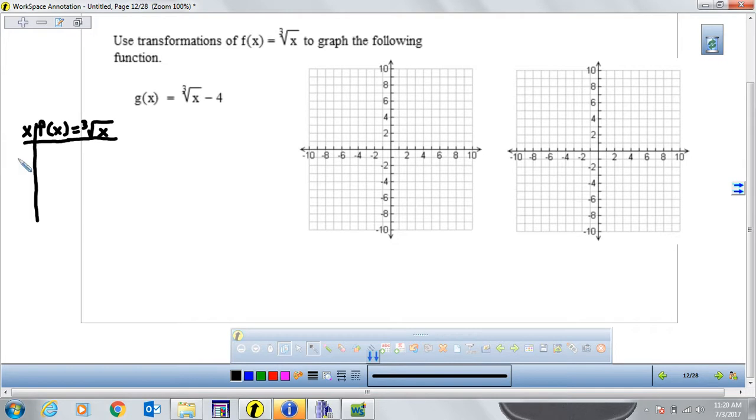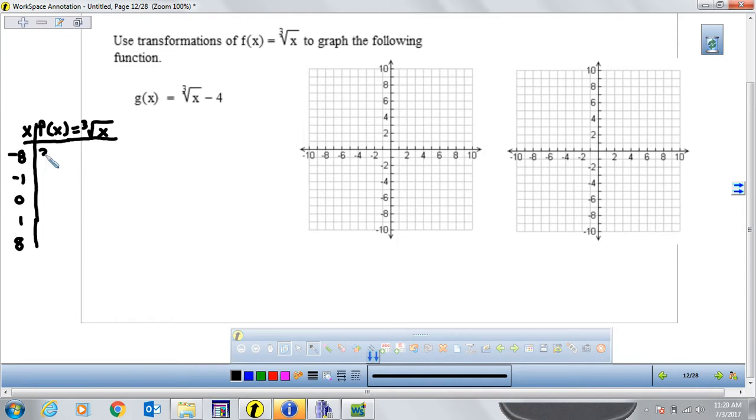Negative 2 cubed, for example, is going to be negative 8. So that's one of the values that we can use that is a perfect cube. Negative 1 cubed is negative 1. 0 cubed is 0. 1 cubed is 1. And 2 cubed is 8. So these are the 5 values that we can use for the cube root.